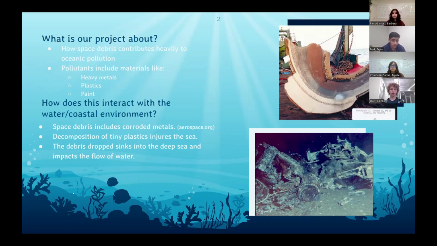Then there's plastics. The decomposition of these plastics into tiny microplastics injures sea creatures that unknowingly consume them, and this causes neurological problems, physical problems, and chemical toxification. And finally, there's a lot of debris that does not corrode or break down, so it just sinks into the deep sea, and it impacts the flow of water and causes habitat problems for deep sea fish, anglerfish, and the list goes on.